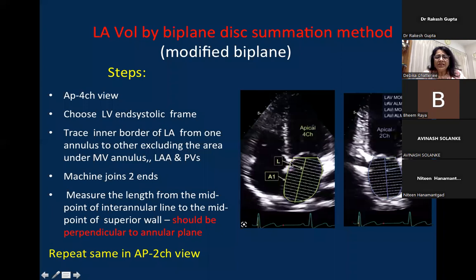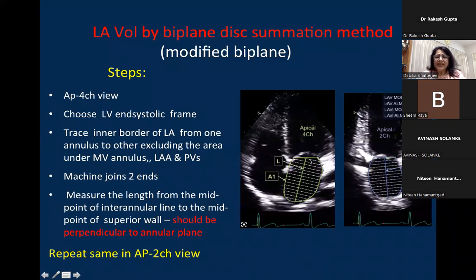So we start tracing the LA endocardial margin from one annulus, say the septal annulus, and go round, excluding the LA appendage. We don't go inside the LA appendage. We don't go into the pulmonary vein. And also we don't go below the mitral valve area, the tenting area. We start from one annulus and end at the other annulus. And the machine joins these two points with a line, which is called the interannular line.